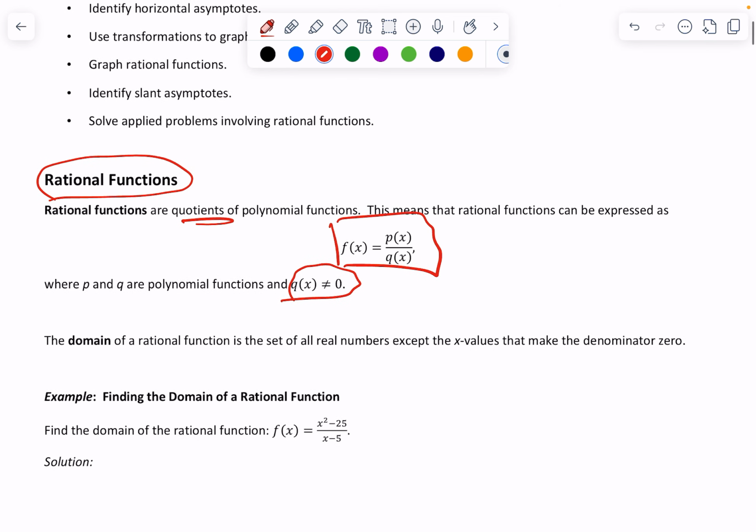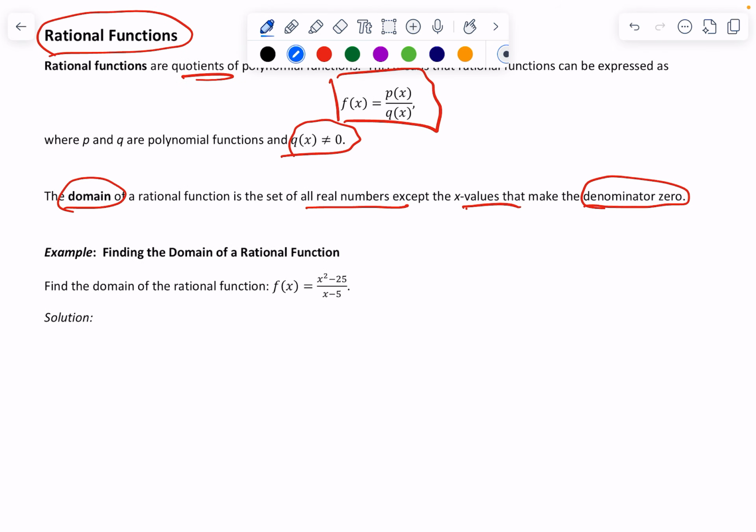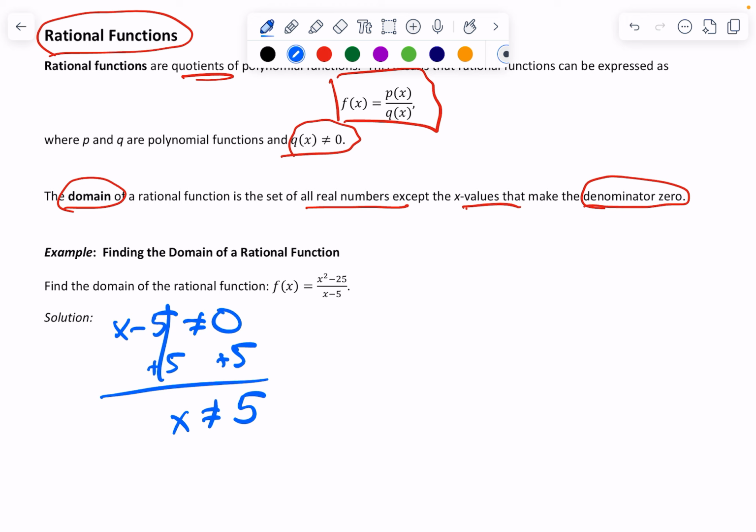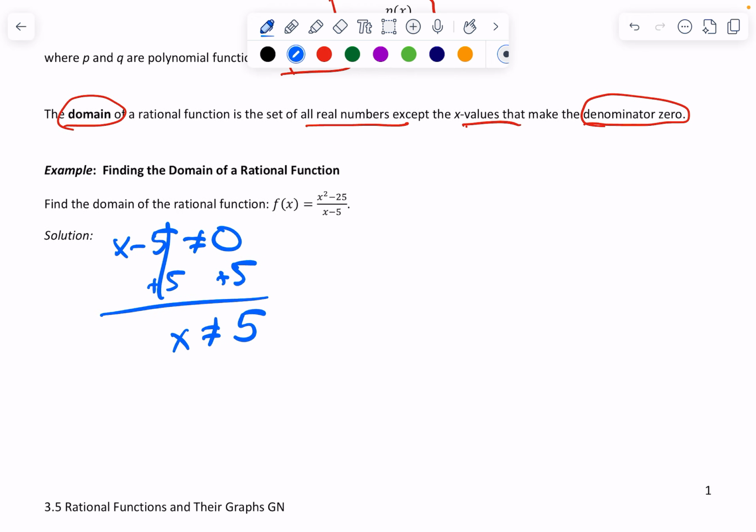Also, to keep that in mind, the domain of a rational function is the set of all real numbers except x values that make the denominator 0. So let's look at an example here. We need to find the domain of the rational function x squared minus 25 over x minus 5. So we know that x minus 5 cannot equal 0 because then we would be dividing by a 0. So what we're going to do is see what the x value is. Moving the 5 to the other side, we see that x cannot equal 5. So we need to exclude that from the domain.